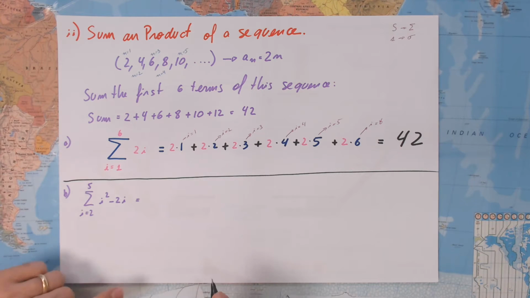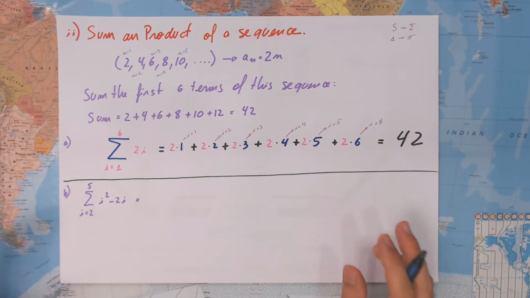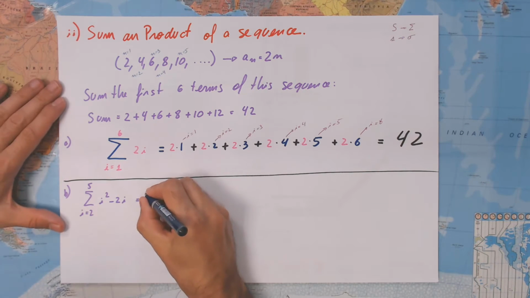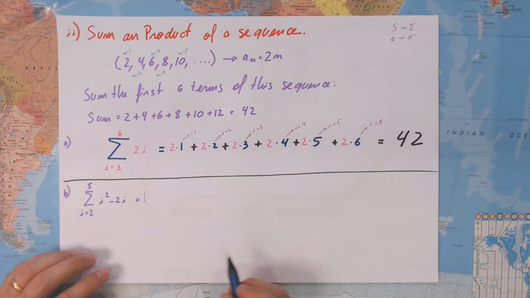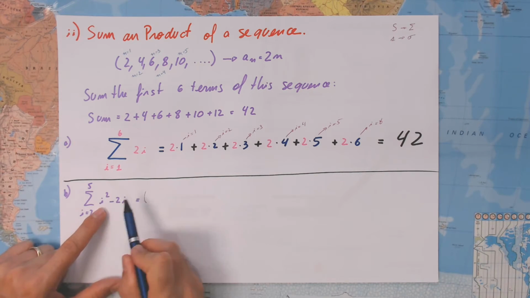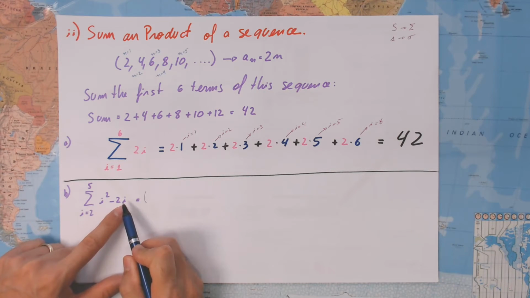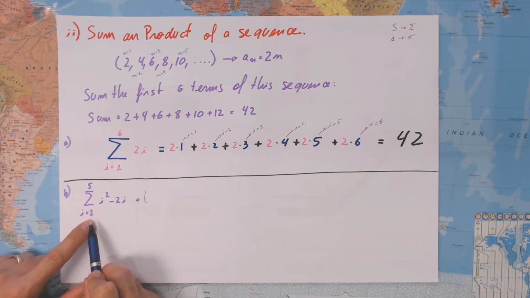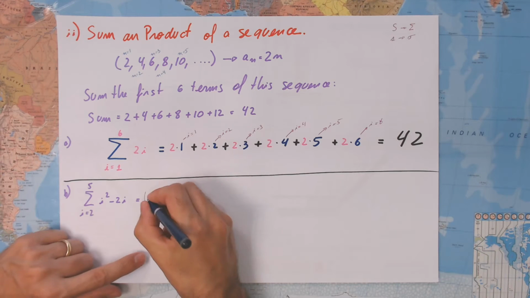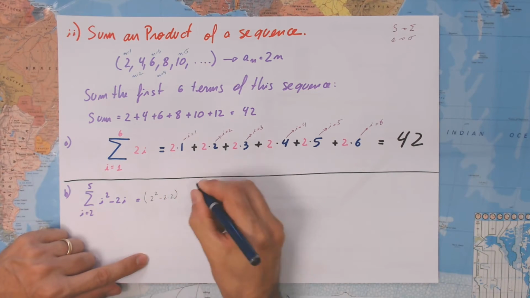Well, I'm going to put each term of this sequence between parentheses, so it helps us to localize each term. Now i squared, okay, so 1 squared minus 2 times 1, right? No, wrong. Why? i starts at 2, not 1. So we're going to do it like this. It's 2 squared minus 2 times 2. This is the first term.